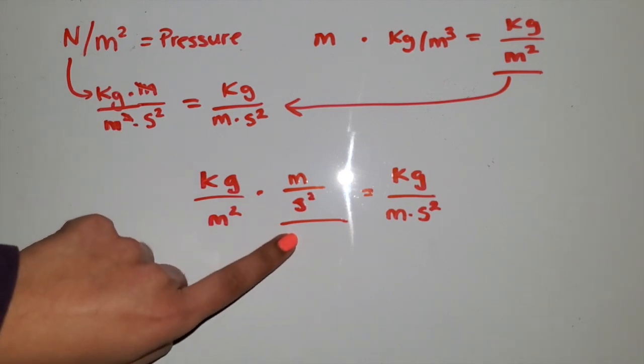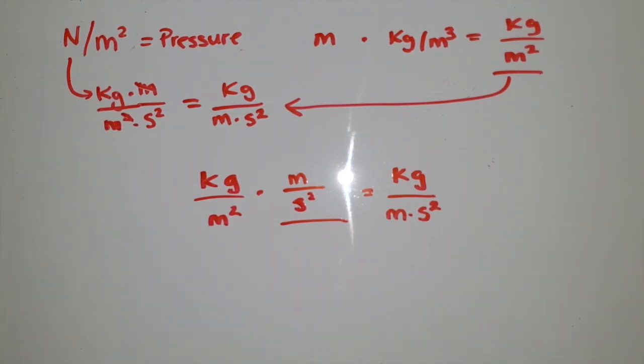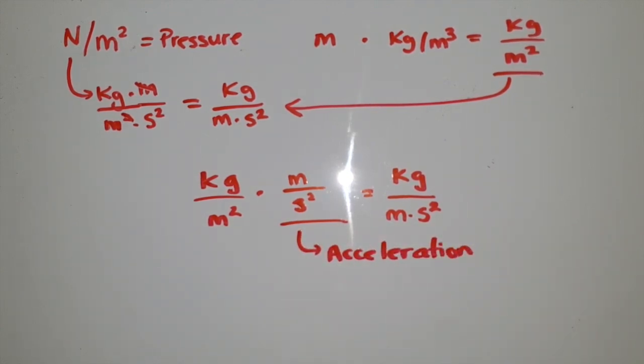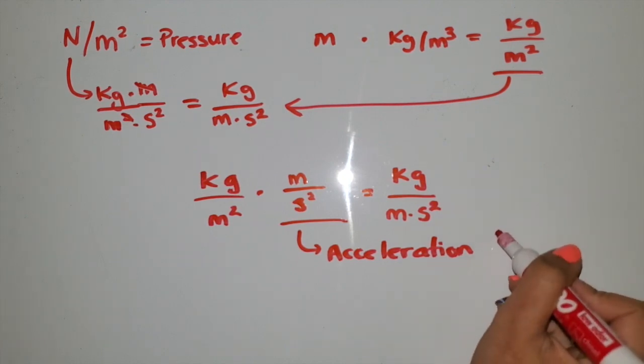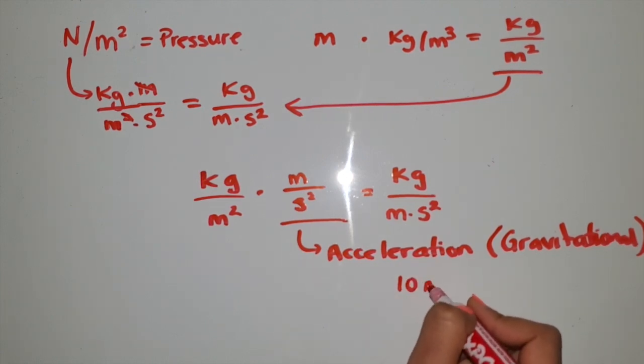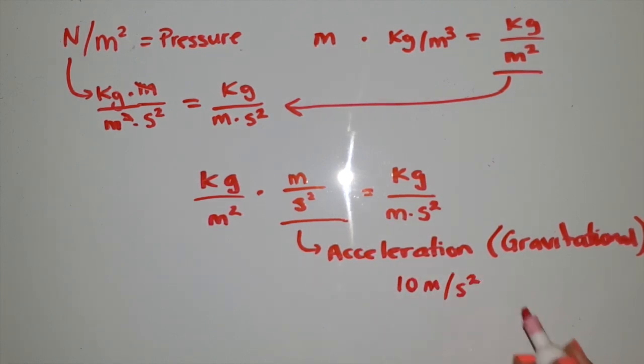Now, what is this the units for? This is why it's so important to know your units. This is for acceleration. Now, an acceleration is not given in our question. However, which is the acceleration that's most commonly used when it comes to such questions? Gravitational acceleration. And that is approximately 10 meters per second squared.